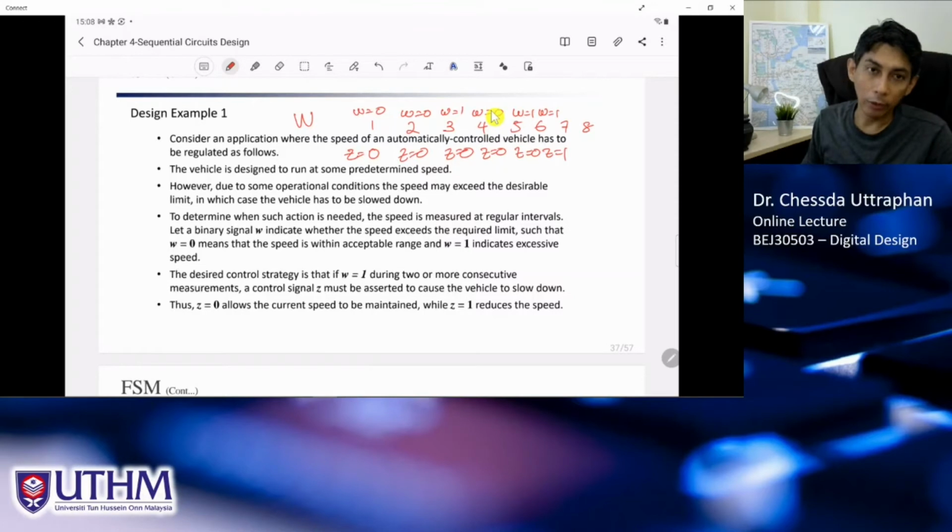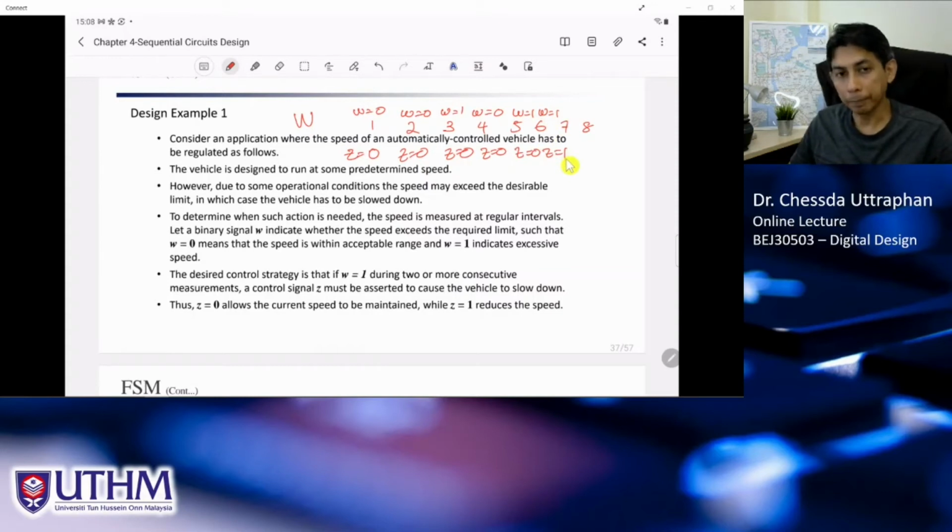But when we look at this, using a combinational circuit is quite difficult to design a circuit that has this behavior. We have only one input, W equal to 0, W equal to 0, W equal to 1 one time, Z equal to 0. The next one is still equal to 0. But if we have W equal to 1 two times here, now Z equal to 1.